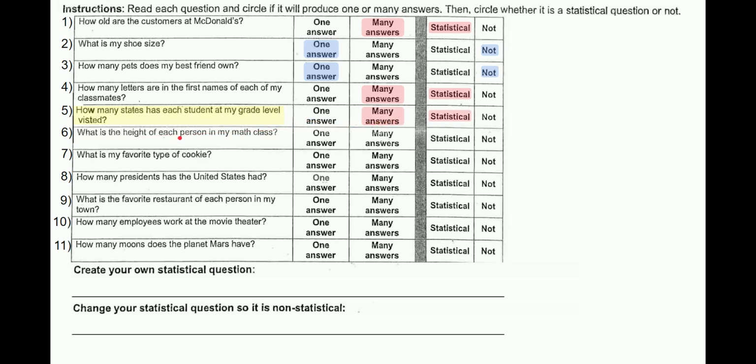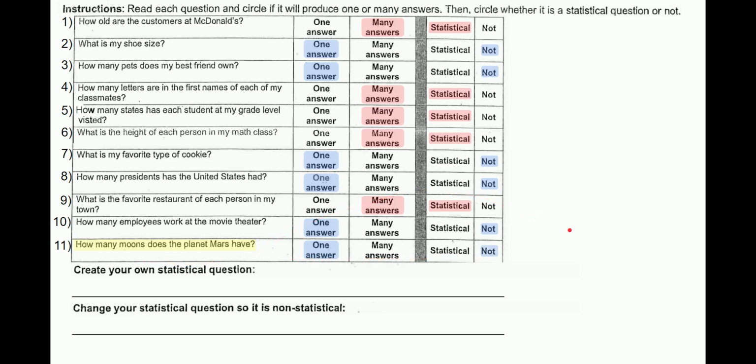That makes it statistical. What is the height of each person in my math class? Well, we've got many different answers for that. That's statistical. What is my favorite type of cookie? My favorite type of cookie, you're asking one person, one answer, not statistical. How many presidents has the United States had? Well, you only are going to have one answer, not statistical. What is the favorite restaurant of each person in my town? Many types of answers, and that is statistical. How many employees work at the movie theater? There is only one answer to that, and it is not statistical. And finally, how many moons does the planet Mars have? That's a factual question. It's one answer, and it is not statistical.